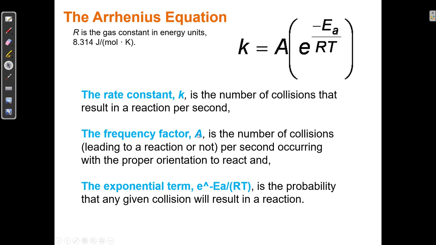So the frequency factor has something to do with the way in which they collide with each other. They have to run into each other with the proper orientation. They have to be facing the right way. But not only that, they also have to bump into each other with enough energy for bonds to be broken and new bonds to be formed. So this exponential term that has the temperature in it, which tells us how much energy we have available, and the activation energy, which tells us how much energy is required for this to happen, this is the probability that any given collision will result in a reaction.